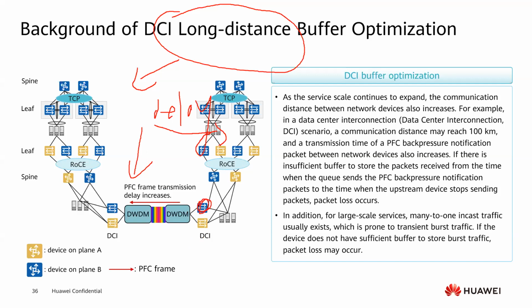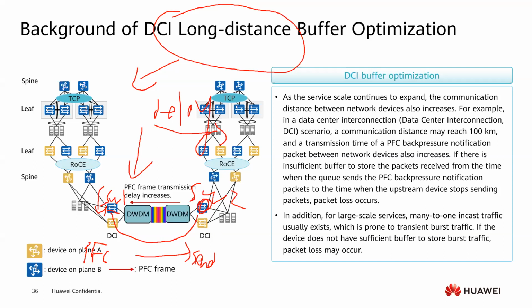That means if this switch sends the PFC frame to this switch, because the distance is very long, when the first switch, we name it SW1, receives the PFC frame, it may already have passed several milliseconds, and in these milliseconds, SW1 has sent many packets to SW2.